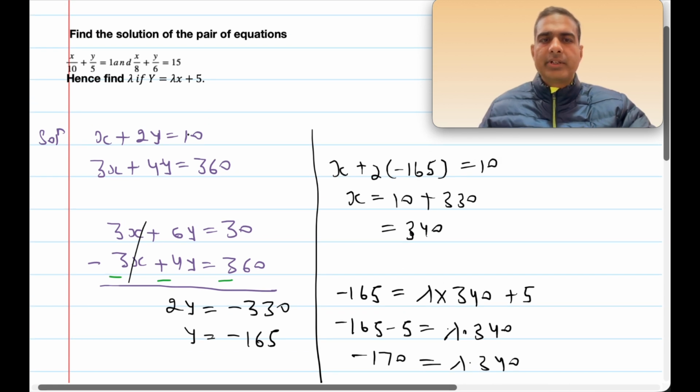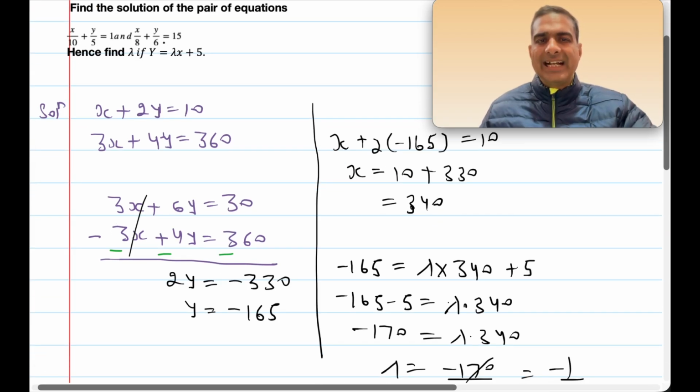So we got the value of lambda asked in the second part of the question. So if we quickly go through this question once, it was x by 10 plus y by 5 is equal to 1 and x by 8 plus y by 6 is equal to 15, and we had to find out the values of x and y. So first of all, to make our work easier, we removed the denominators by multiplying by their LCM to the whole equation. So we multiplied by 10 to the first equation and 24 to the second equation, and we got the new equations x plus 2y is equal to 10 and 3x plus 4y is equal to 360.